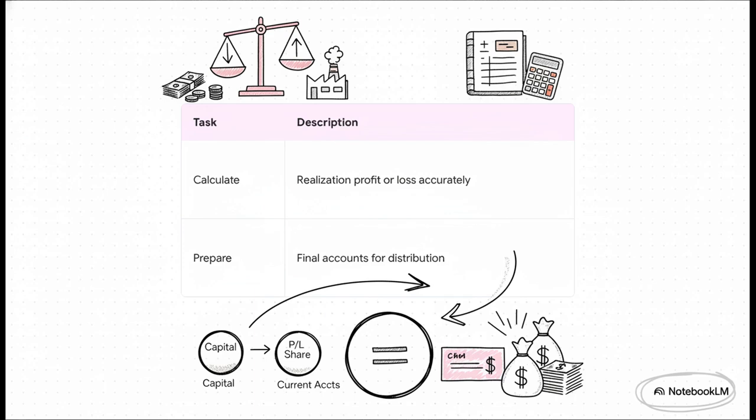Once that accurate profit or loss is figured out, it gets shared among the partners based on their agreed profit-sharing ratio. Then, the second action is to prepare the final accounts. This step aggregates the partner's original capital, their share of that realization profit or loss we just talked about, and any current account balances to figure out the exact financial outcome, which is the final cash distribution among the partners. This is it, the ultimate payday, the very final check they receive as they close the door on the business for good.